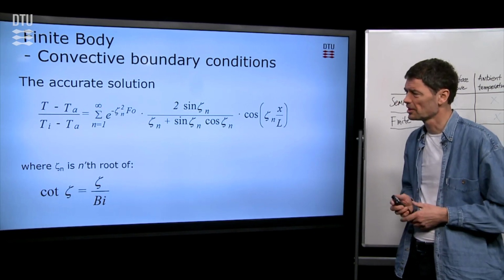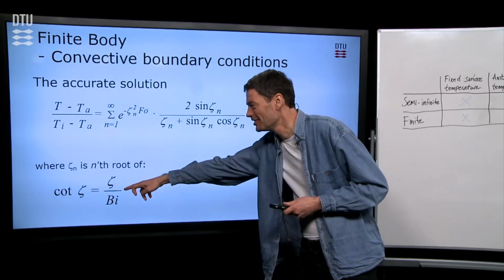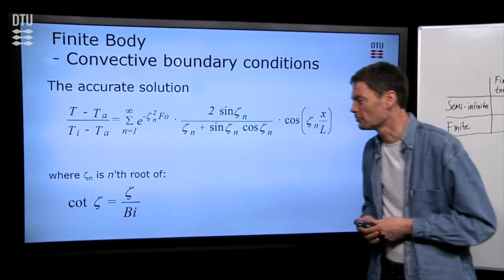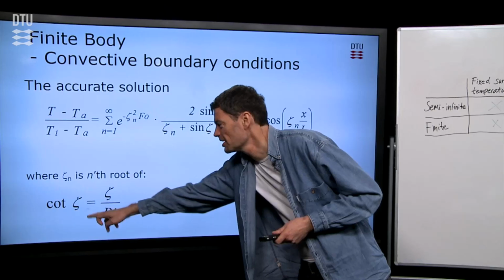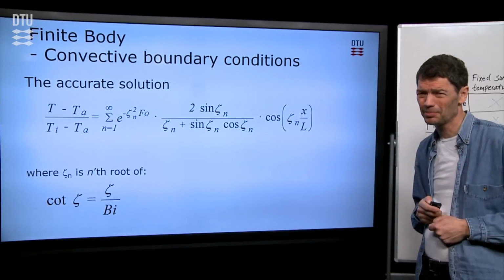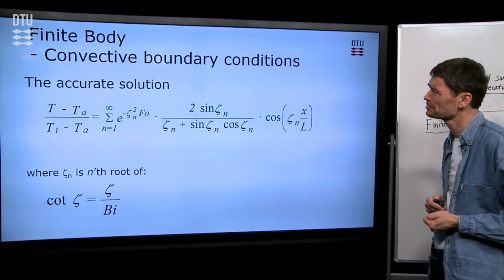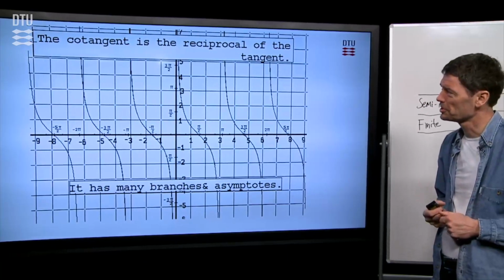Those are the roots, and there is a sequence of them, as I said before. They are the roots to this equation where the cotangent of zeta should be equal to zeta divided by the Bi number for our problem, which we always have to calculate. Let me just explain what is meant by these roots here.